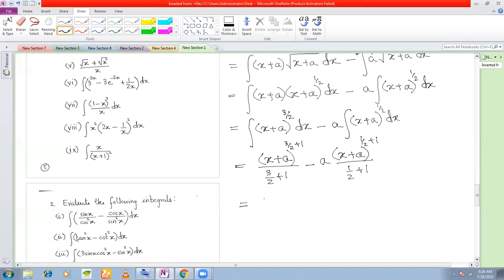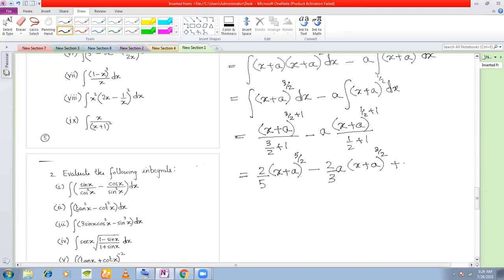Right? So now you take the LCM here. In the denominator you will get 5 by 2, so the inverse of 5 by 2 will be 2 by 5. (x plus a) to the power of 5 by 2 minus, and here in the denominator, if you take the LCM, you get 3 by 2. So you get 2/3 a (x plus a) to the power of 3 by 2, plus a constant. Clear with this? Moving on to the next problem.